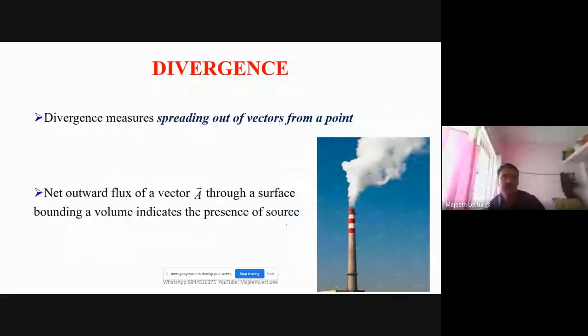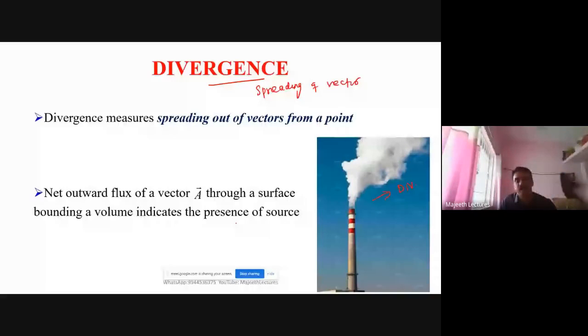Okay. Next we come to the divergence, right? Divergence is nothing but, as the name itself is telling, spread. Diverge means spread. So it is talking about the spreading of a vector, right? How a vector is spreading from a particular area is given by divergence. Here you see the source is inside, this smoke is coming out, it is spreading, so it is divergence, right? Net outward flux of a vector A through a surface bounding a volume indicates the presence of a source, right?